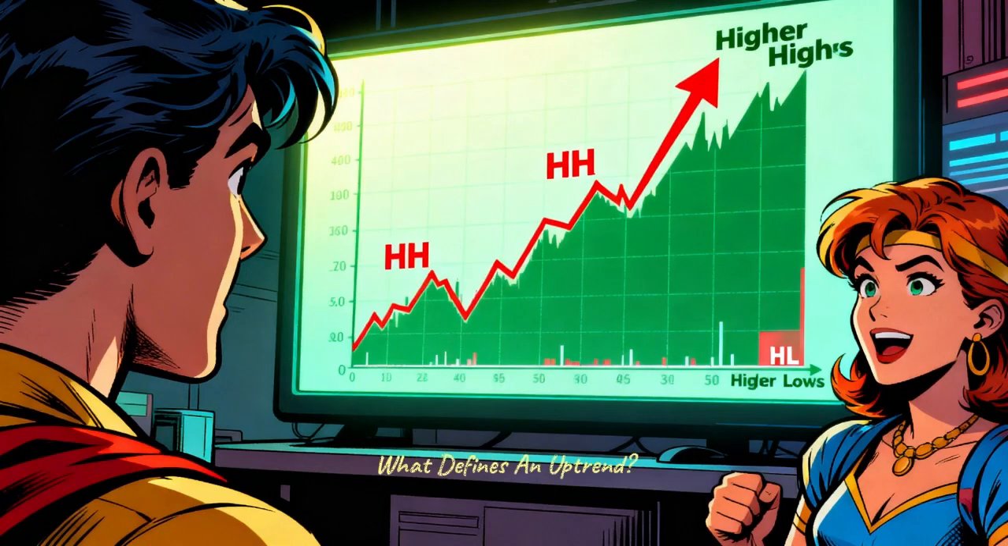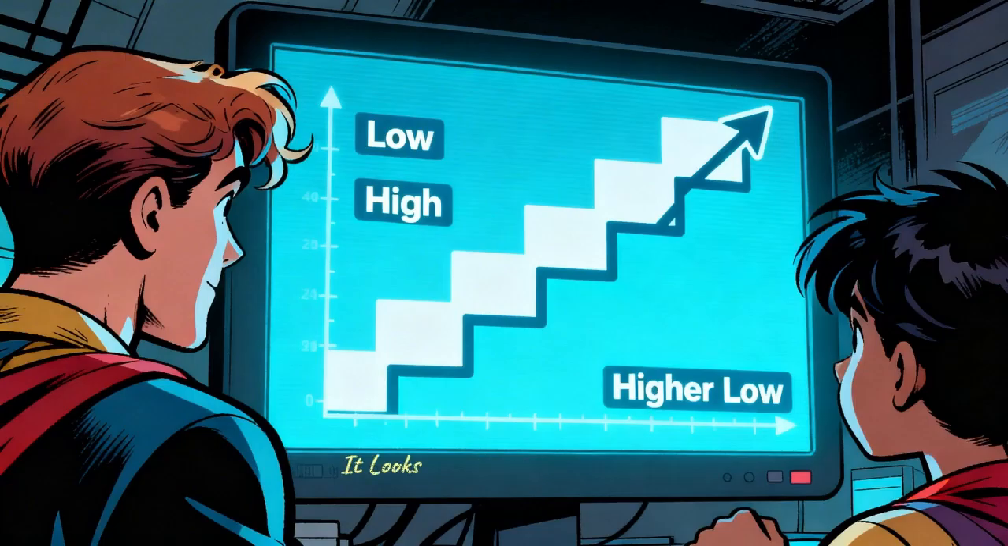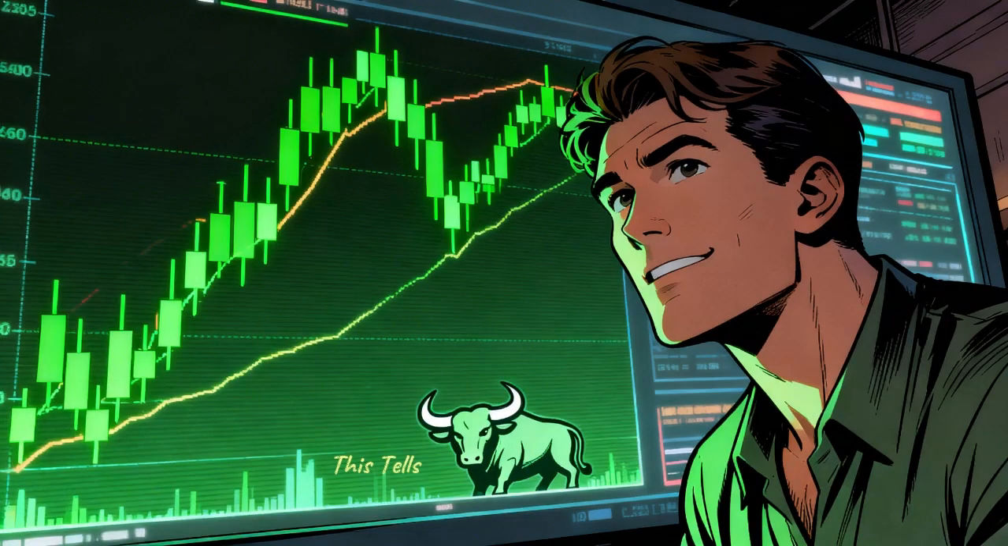What defines an uptrend? Higher highs (HH) and higher lows (HL). Visually, it looks like stairs going upward. Example structure: low, high, higher low, higher high. This tells you buyers are in control.